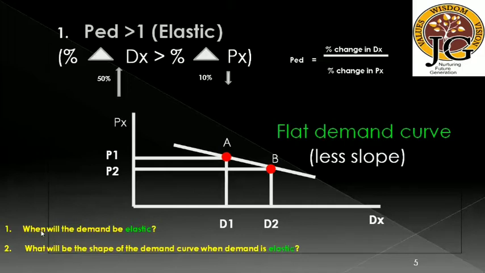So what are the answers to the two questions under consideration? The first question was, when will demand be elastic? And the answer is, demand is elastic, price elasticity is greater than 1, when the percentage change in demand is greater than the percentage change in price. And question number 2, what will be the shape of the demand curve when demand is elastic? And the answer is, the demand curve will be flat, it will have less slope.